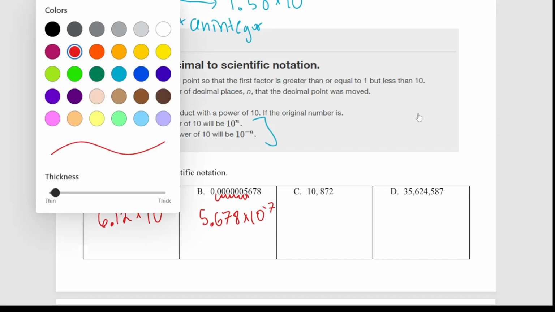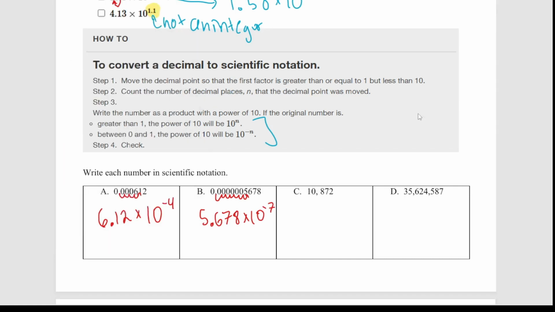For the next one, we're moving in the other direction. So we actually want to make a big number. We're going to move 1, 2, 3, 4 places.